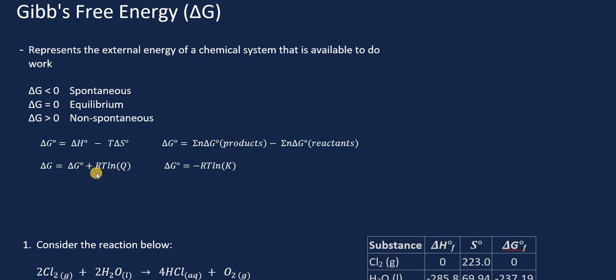R is the gas constant 8.314, and Q is your reaction quotient, which takes into account the concentrations of your compounds. And when you're at chemical equilibrium, you would use this equation here, where delta G prime is equal to negative RT ln K, where K is the equilibrium constant. So you would use this equation when you're at equilibrium, and you would use the other equation when you're not at equilibrium. Let's go ahead and look at some examples with Gibbs free energy.